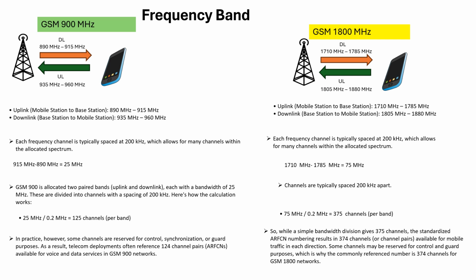915 MHz minus 890 MHz equals 25 MHz. To determine the number of channels available, you divide the total bandwidth by the channel spacing. Here, it's calculated as 25 MHz divided by 0.2 MHz equals 125. This calculation shows that there are 125 channels available for both uplink and downlink.